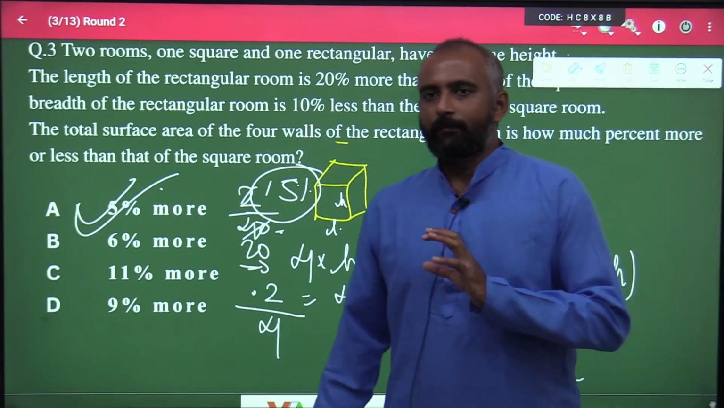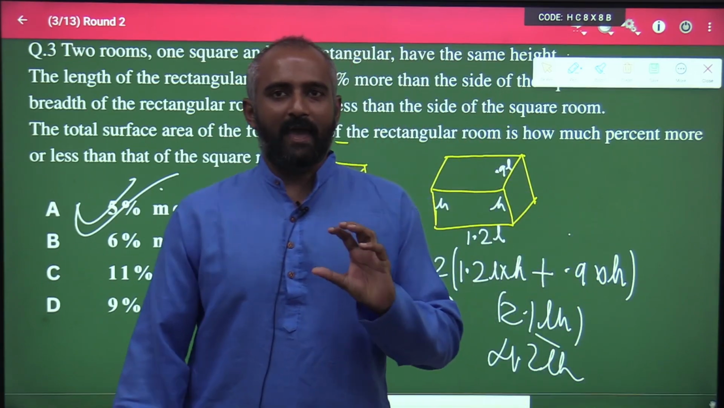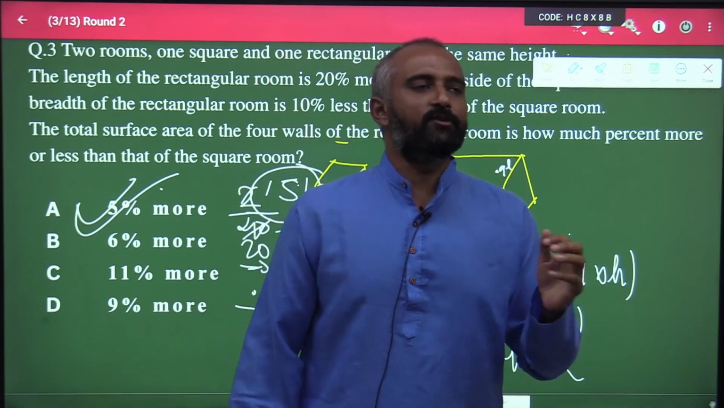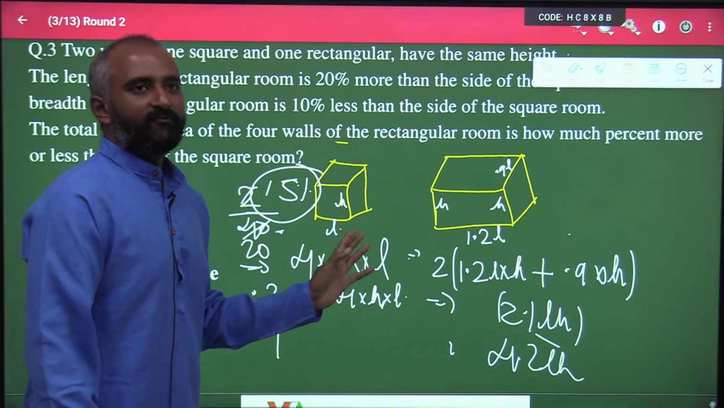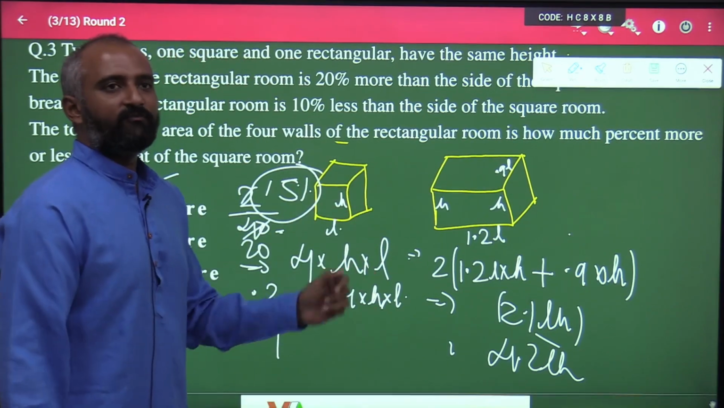The problem has no difficult complexity. All you need to do is, if you are able to visualize the problem well, it is straightforward from there.